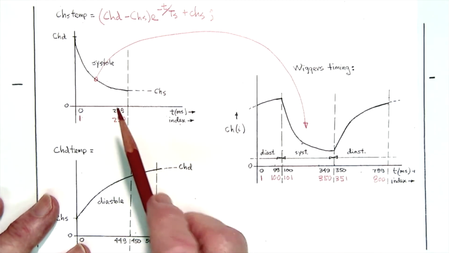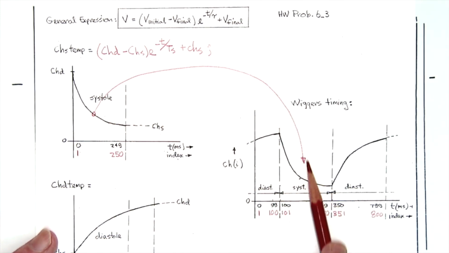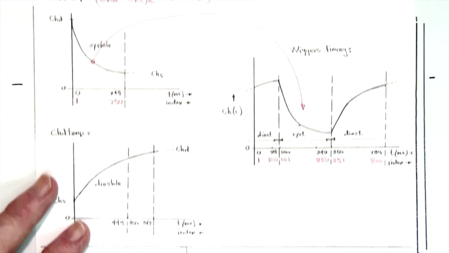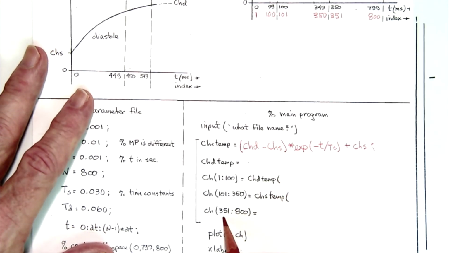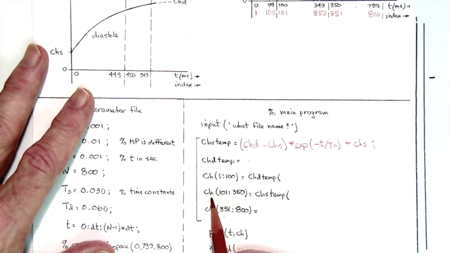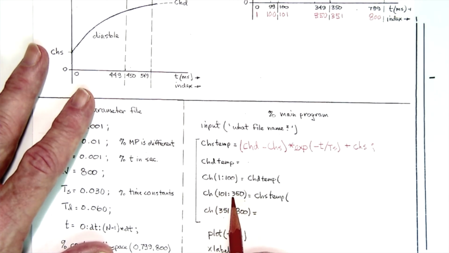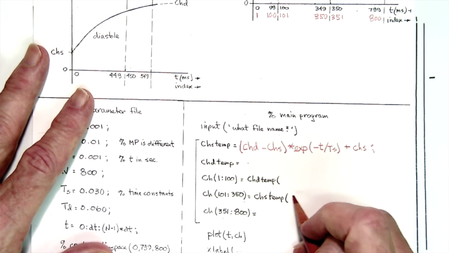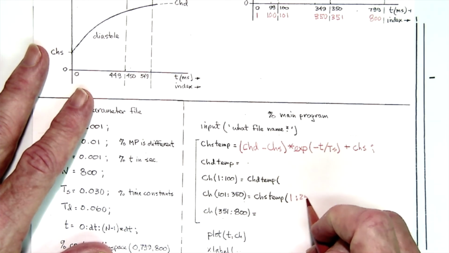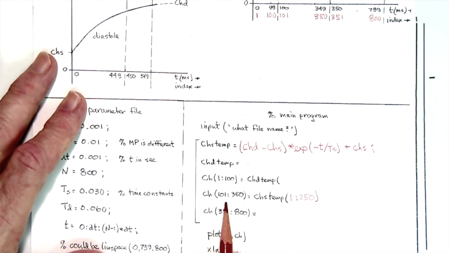So, if we want to take this portion of the temporary curve that we've just generated and cut it out and put it into the final curve that we want, we will go down to our main program, and at this line right here, notice it says that for our final CH, not CH temp, but our final CH, from index 100 to 350, we want to take the piece of the original CH temporary that goes from 1 to 250, and we take that out and let that be the portion of the final CH from 101 to 350.